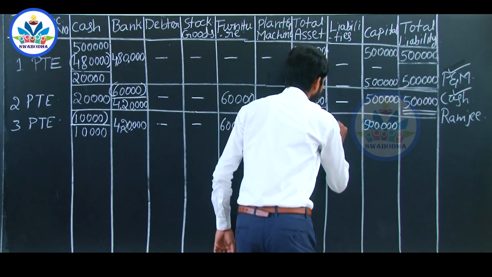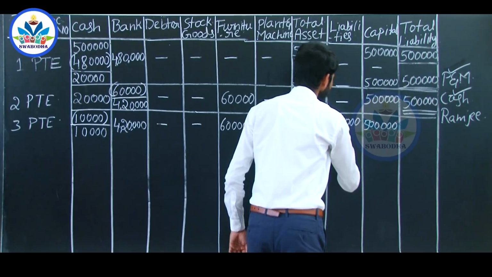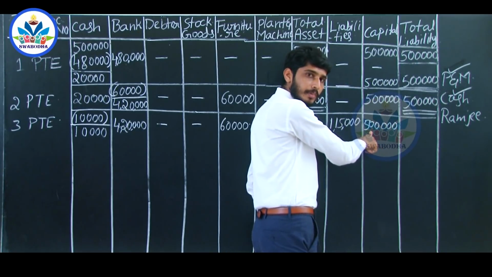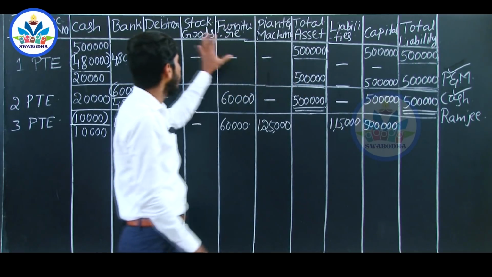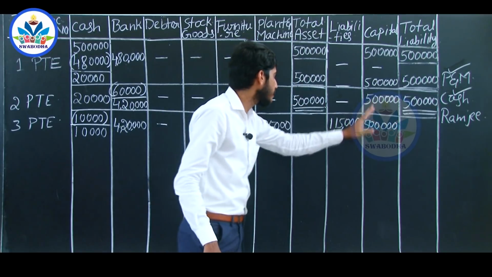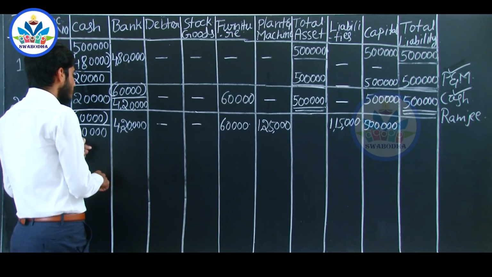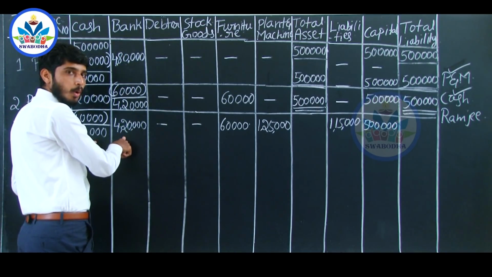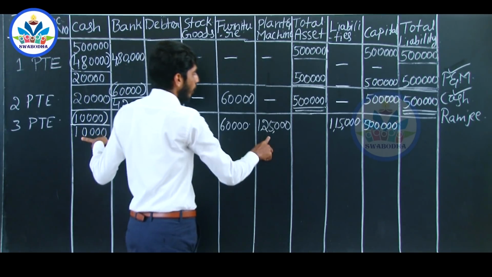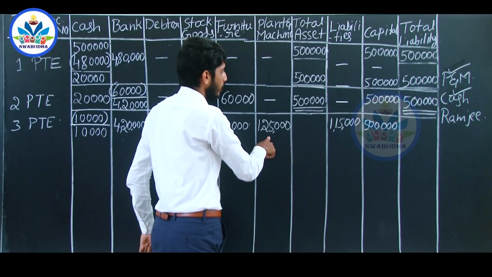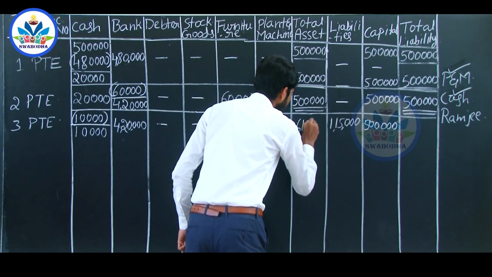So, on the liability side, 1,15,000. The capital balance will remain the same, there will not be any changes, 5 lakh rupees. Now, you have to add the total of all the assets and total of liabilities and capital. 10,000 of cash, 4,20,000 of bank balance, 60,000 of furniture and 1,25,000 of plant and machinery. When you add all this, the total will be 6,15,000.